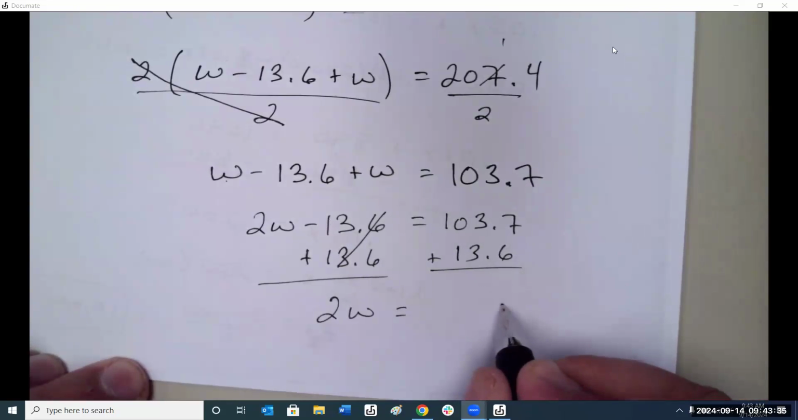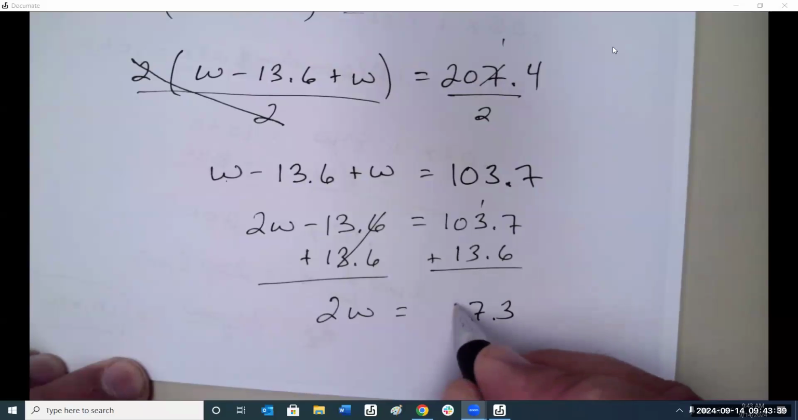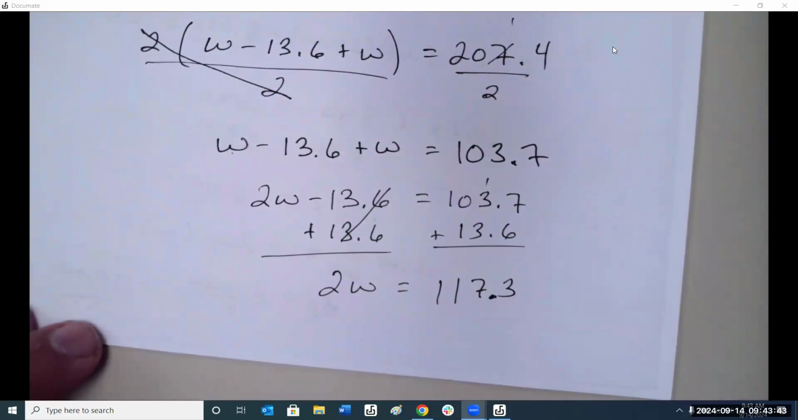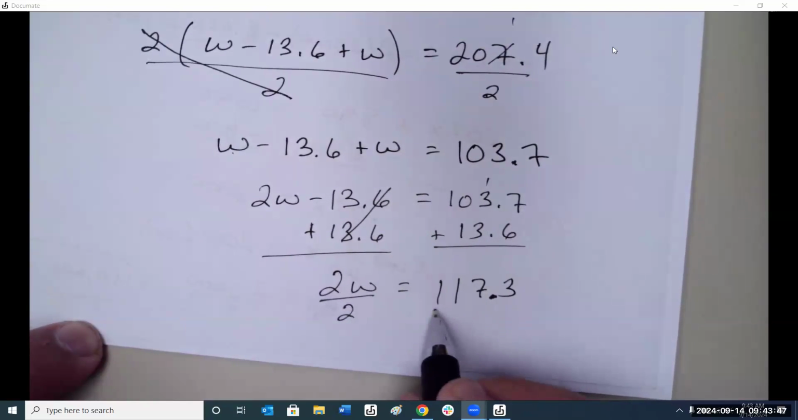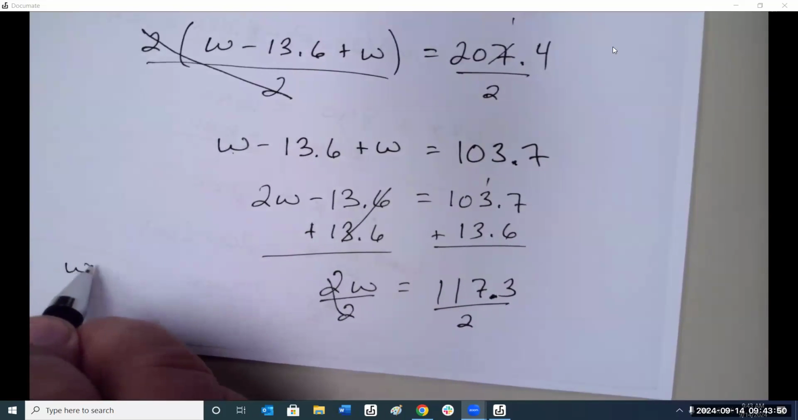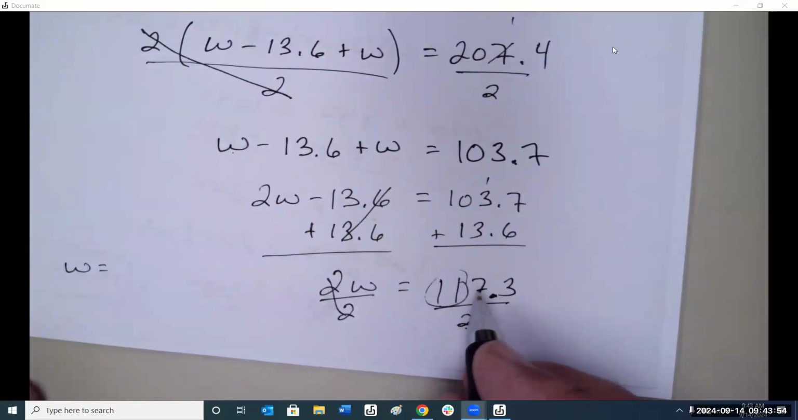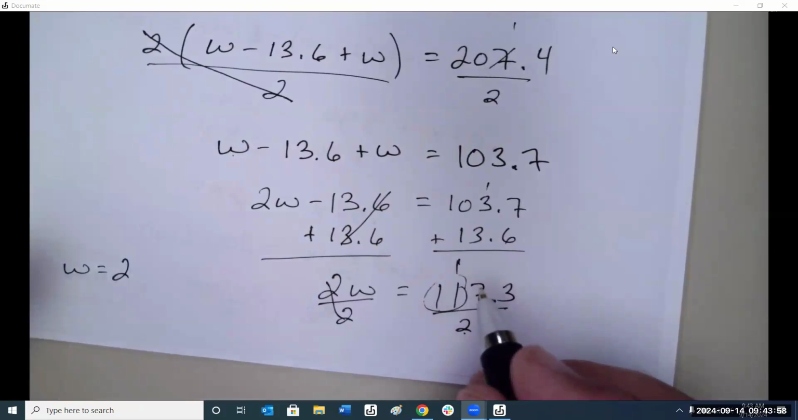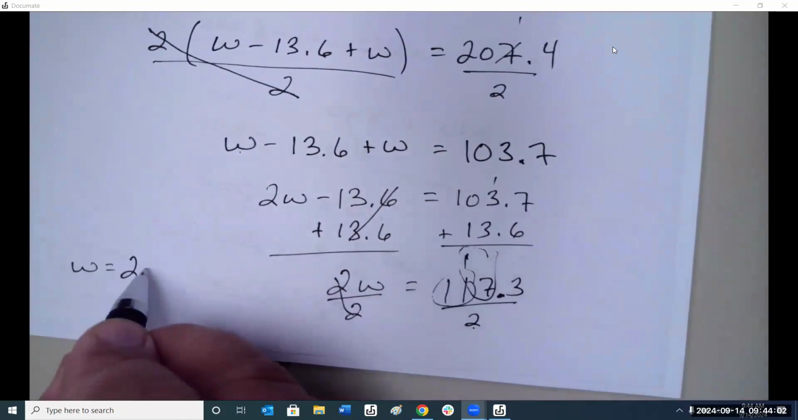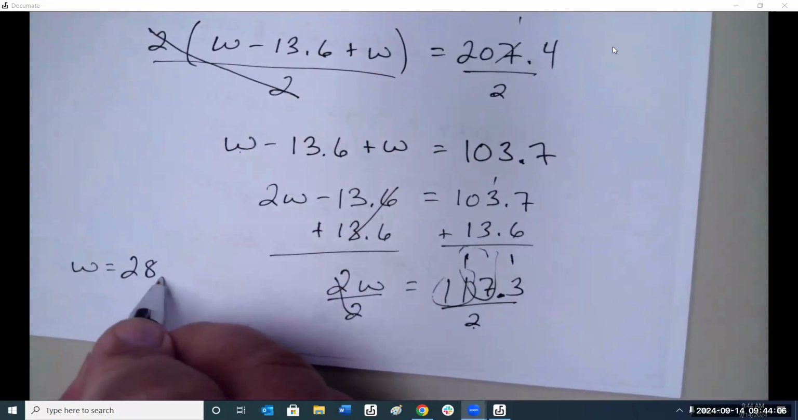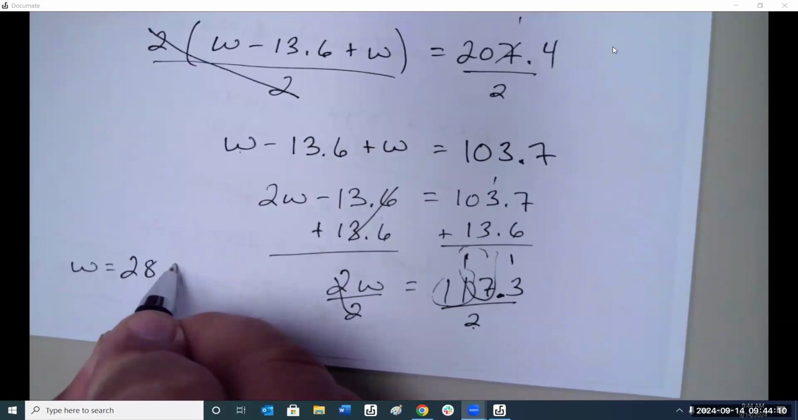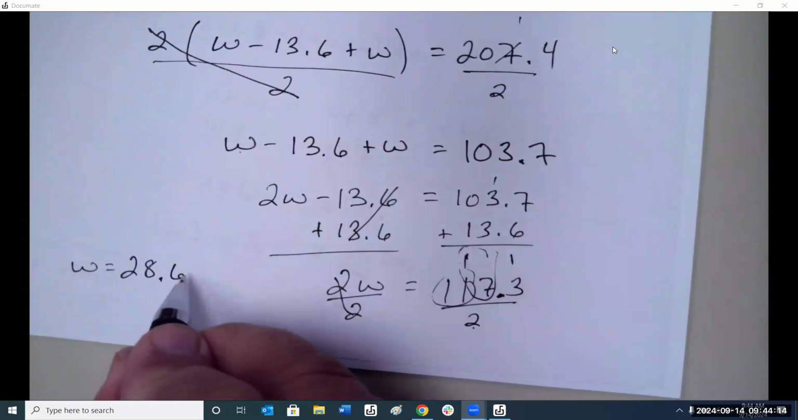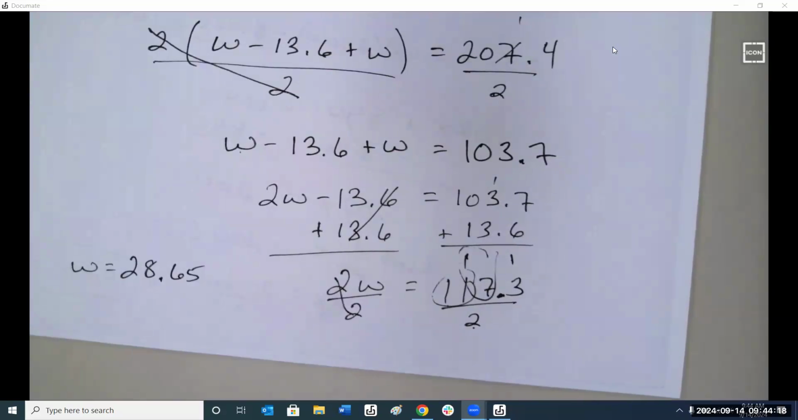2W equals 13,711. Divide by 2. 2 goes into 11 twice with 1 left over. 2 goes into 17 8 times with 1 left over. 2 goes into 13, 6, 5. So the width is 28.65.